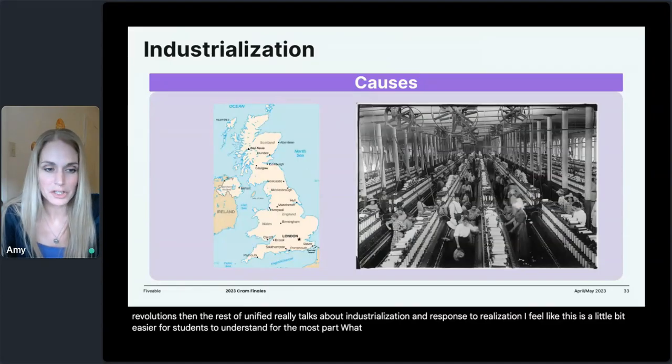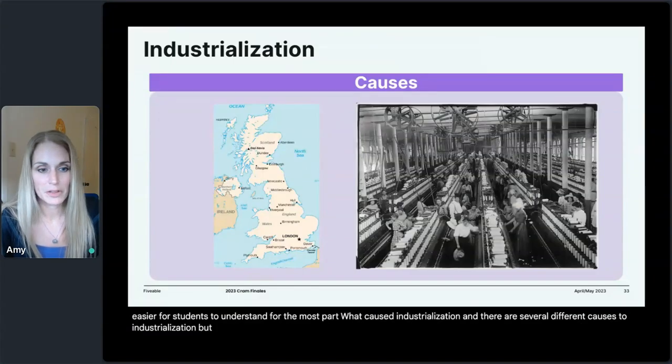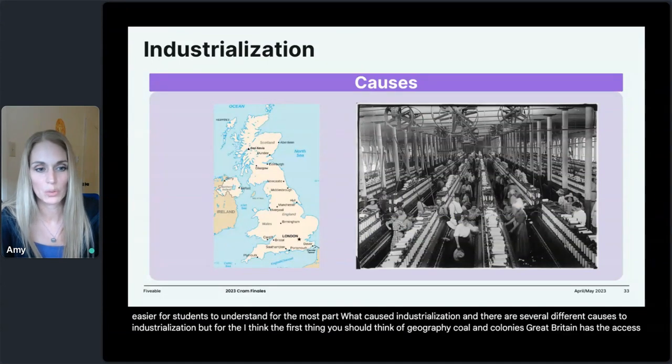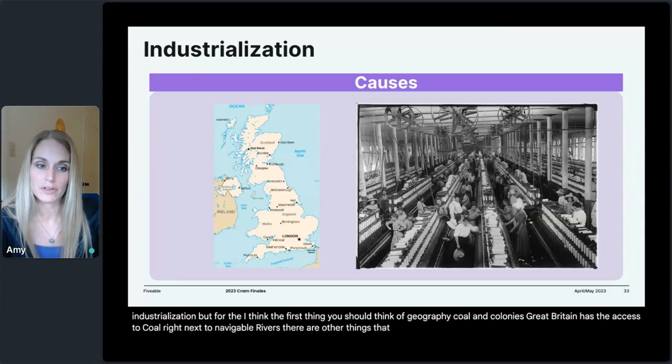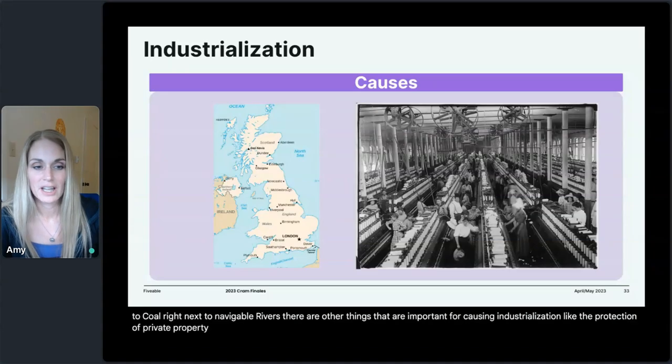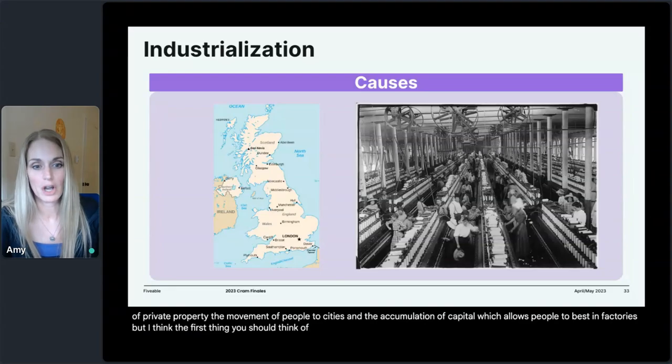So what caused industrialization? There are several different causes, but I think the first thing you should think of is geography. Coal and colonies. Great Britain has access to coal right next to navigable rivers. There are other important causes, like the protection of private property, the movement of people to cities, and the accumulation of capital, which allows people to invest in factories. But the first thing you should think of is geography.